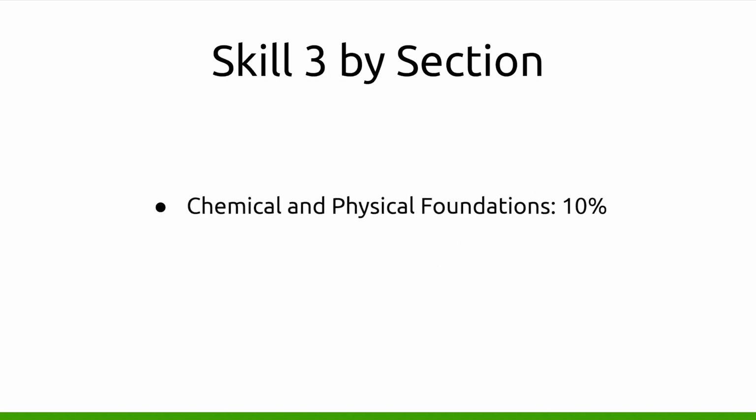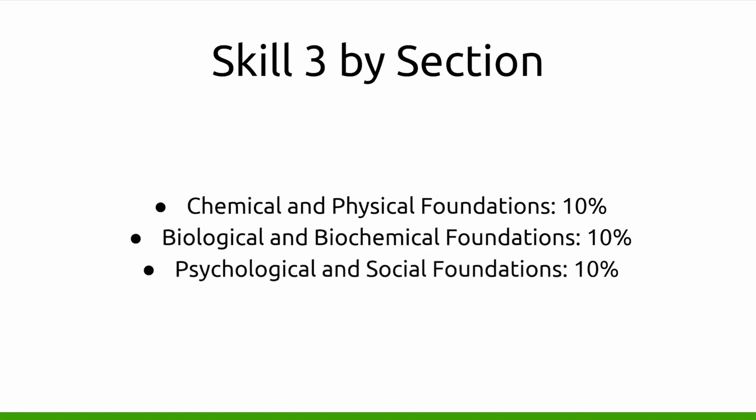By each section, within 5%, so 5 to 15% of the chem, phys, biochem, and psych-soc sections will all be based on skill number 3. So it's far less than skills number 1 and 2, but it is still going to make up a part of each section that you will see, aside from the CARS section.